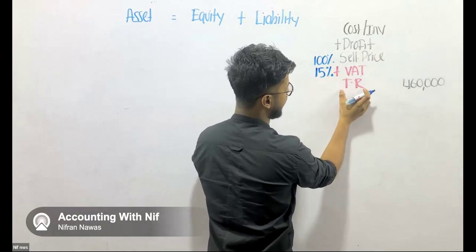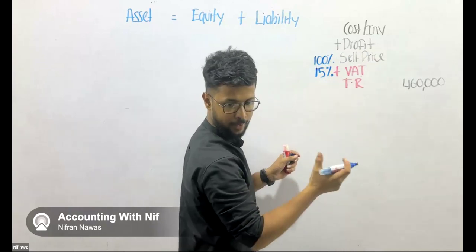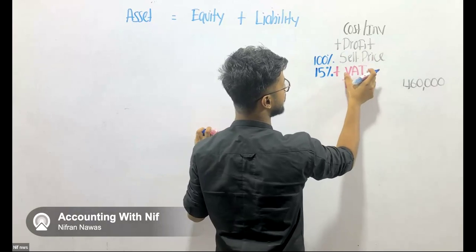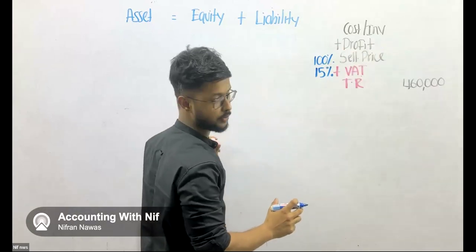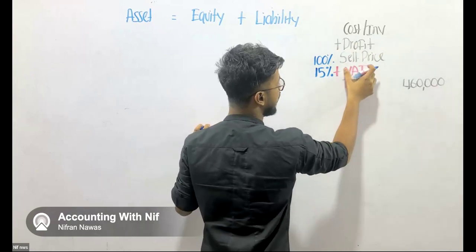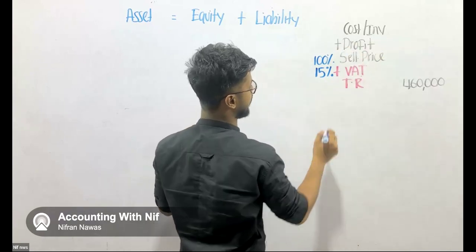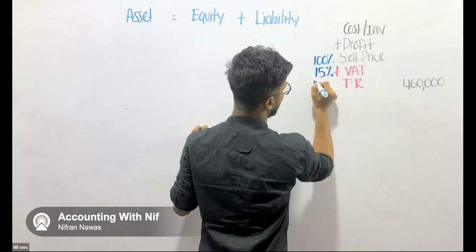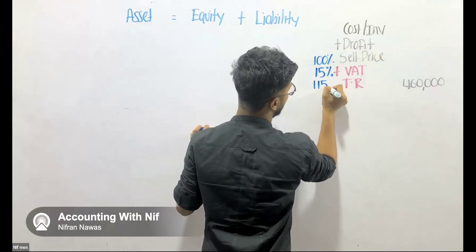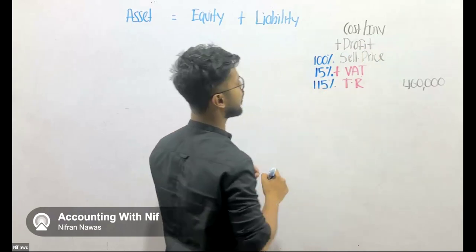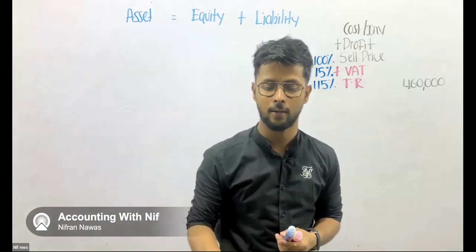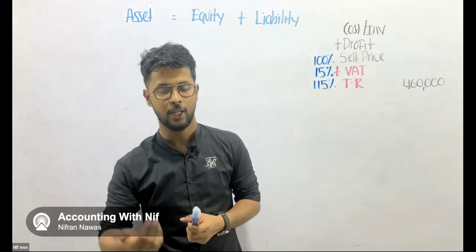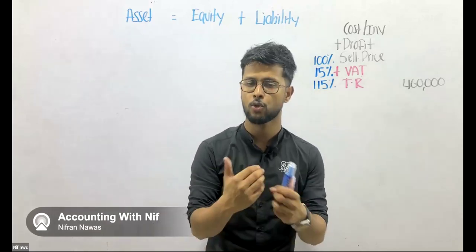So now trade receivable consists of both. It consists of VAT, and it also consists of the selling price. Do you get what I'm saying? So what is the trade receivable figure? It indicates 115%. Trade receivable is indicated by 115%. If someone was to ask you why, you should be able to explain.